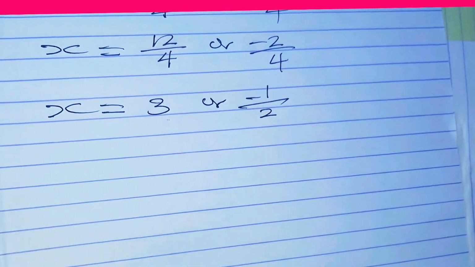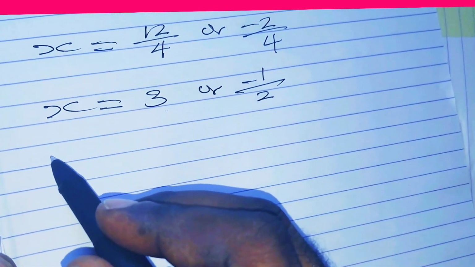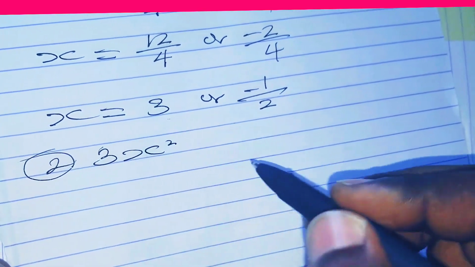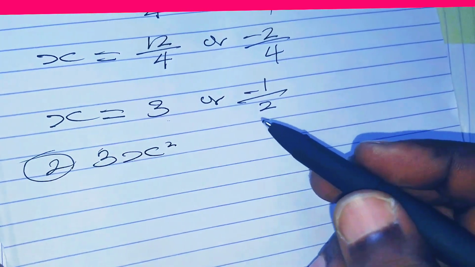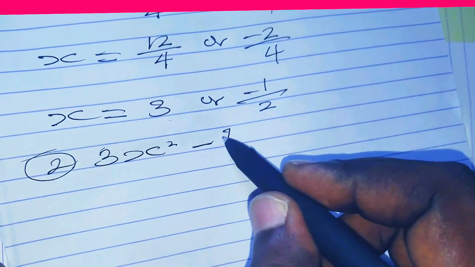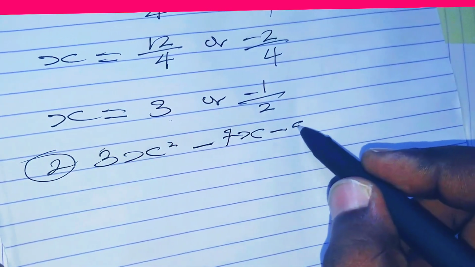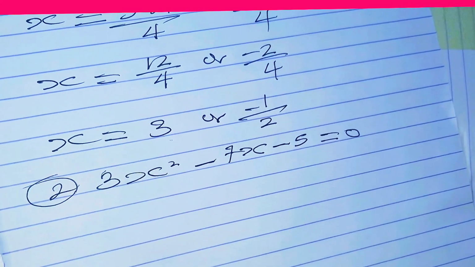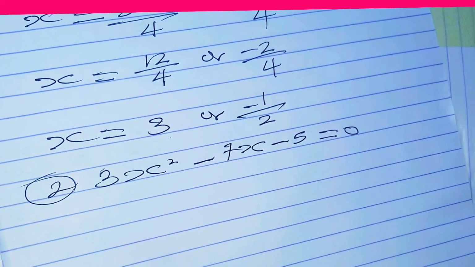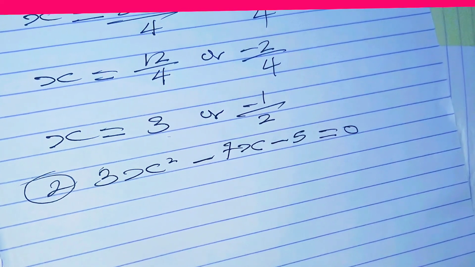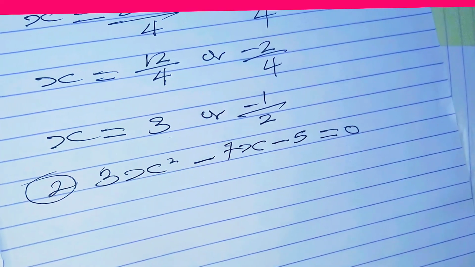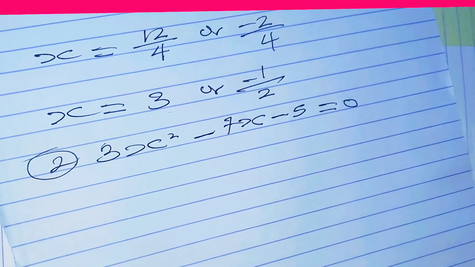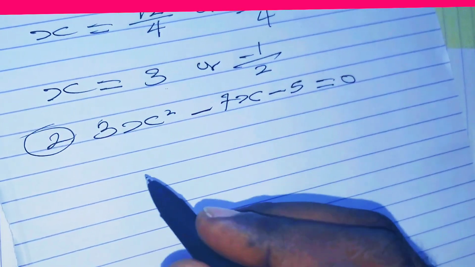When you observe this next question, that's question number 2, it is 3x squared minus 7x minus 5 equal to 0. This is one of the questions that cannot be factorized. One of the quadratic equations that cannot be factorized. So we go this way. Let's use the completing the square method to get it done.